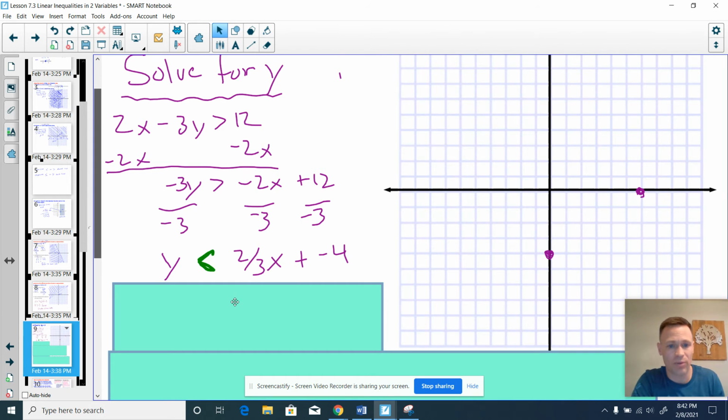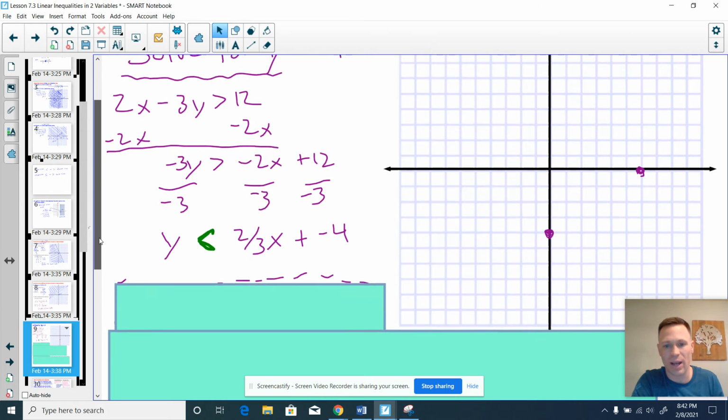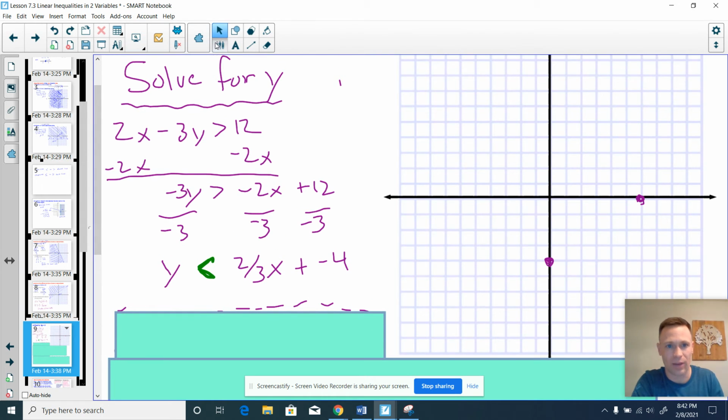But now it's in slope-intercept form, right? My slope is -4. I'm sorry, my y-intercept is -4. I already have that graphed here, okay? And my slope is 2/3, so I go up 2, right 3, up 2, right 3, up 2, right 3, and I can graph my line.